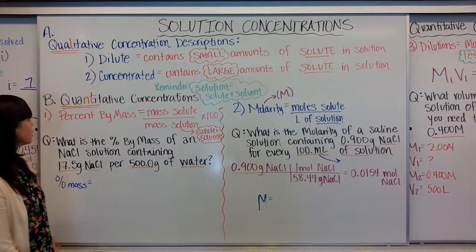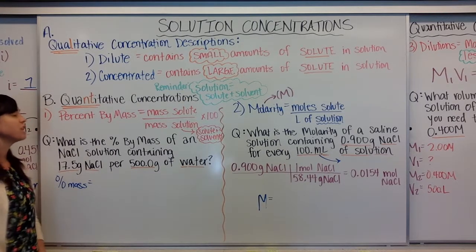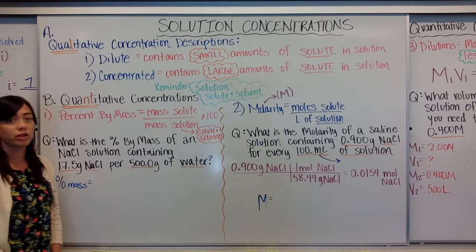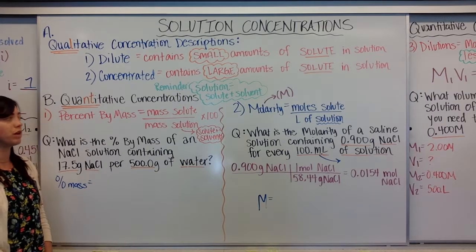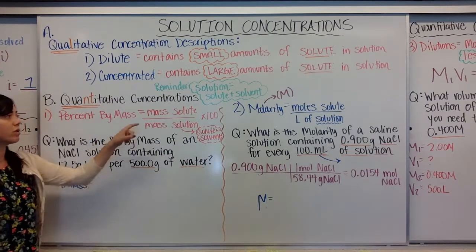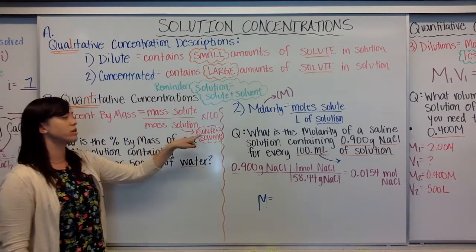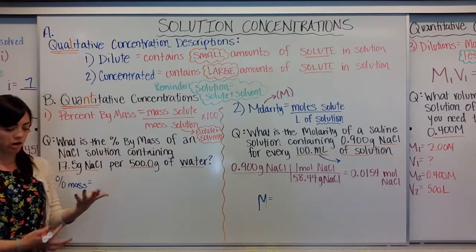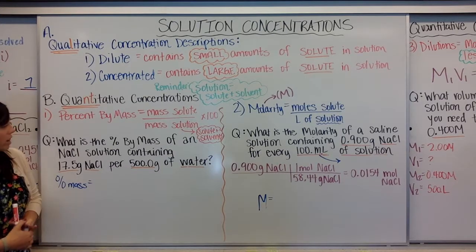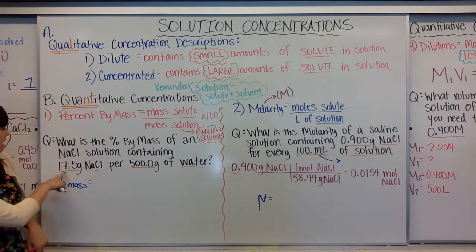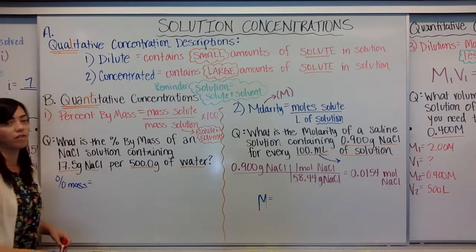Our very first quantitative concentration problem that we are going to be looking at is percent by mass. And this is the same as when we were doing percent composition earlier this year. It is basically part over whole times 100. So percent by mass of a solution is going to be the mass of the solute divided by the mass of the solution, which remember is the solute plus the solvent, times 100. So our example is, what is the percent by mass of a sodium chloride solution containing 17.5 grams of sodium chloride per 500.0 grams of water?